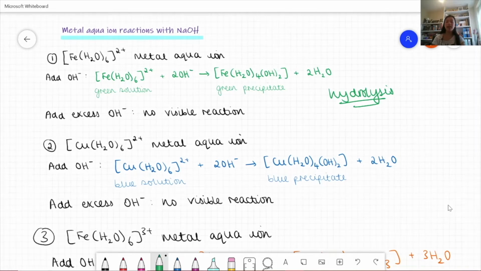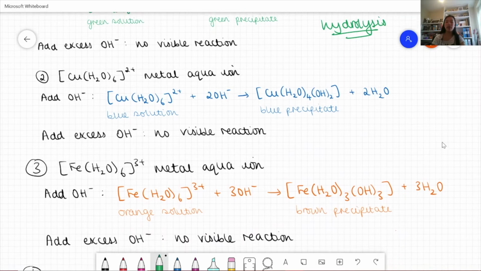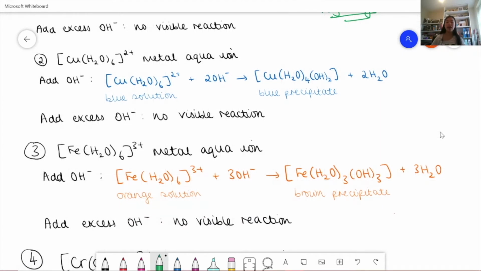And it's a similar reaction with copper 2+. So the same thing happens. Two hydroxides are reacted with it, and so two H+ are taken from two waters which are bonded to this copper 2+ ion, and so a blue precipitate forms, and two waters are also formed.